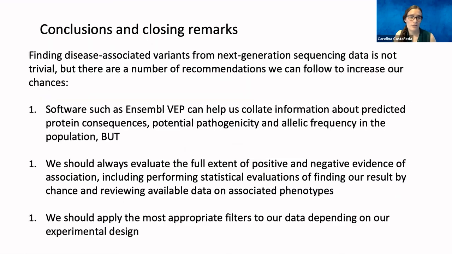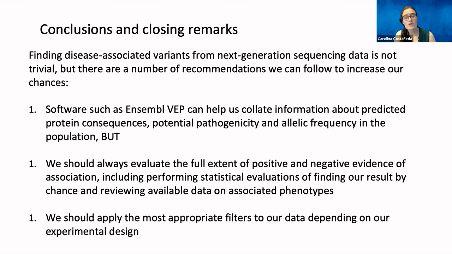So, my conclusions and closing remarks. Finding disease-associated variants from next-generation sequencing data is not trivial, it's not very easy, but there are a number of recommendations we can follow to increase our chances. First, software such as Ensembl can help us collate information about predicted protein consequences, potential pathogenicity and allelic frequency in the population, but we should always evaluate the full extent of positive and negative evidence of association, including performing statistical evaluations of finding a result by chance and reviewing available data on associated phenotypes.